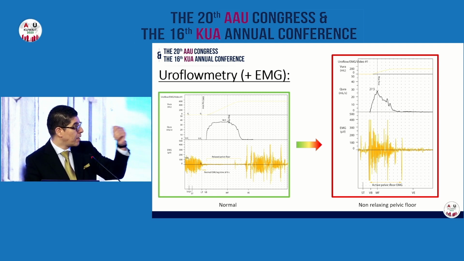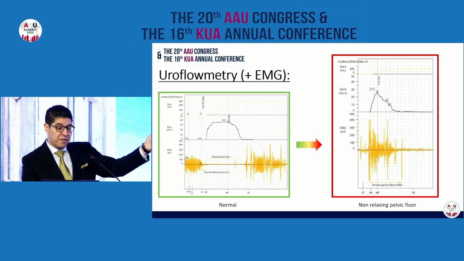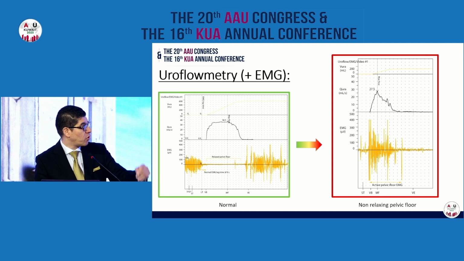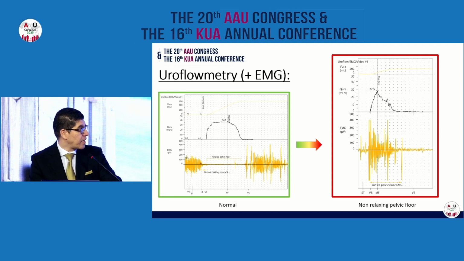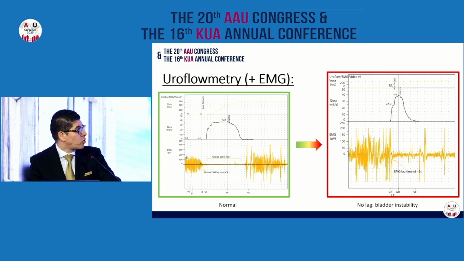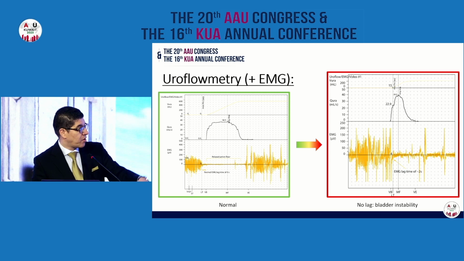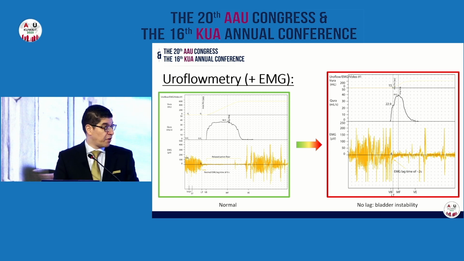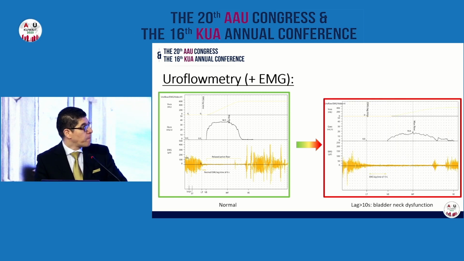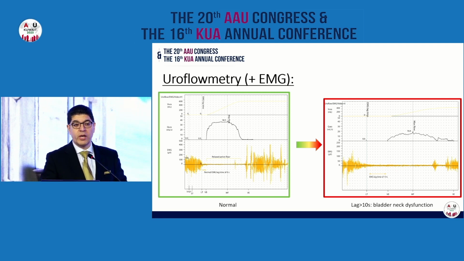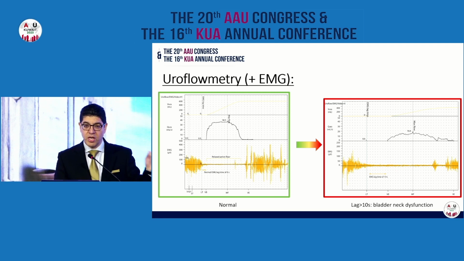Of course, we can detect activity during voiding in dysfunctional voiding cases. Also, we can detect absence of lag here if the children are suffering a bladder instability or overactive bladder. Also, a prolonged lag if the child is suffering bladder neck dysfunction. Gathering all of this data will help us to establish a management plan for the children.